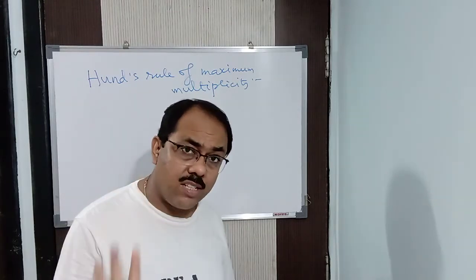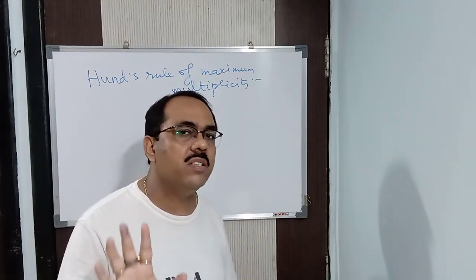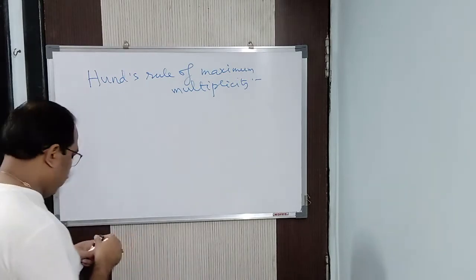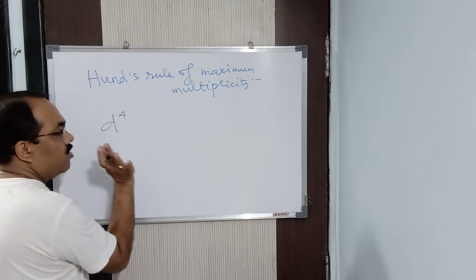If an electron is left, then only the pairing is going to take place. That is what Hund's rule of maximum multiplicity said. Let me make it more simplified. Let us say we are having d4 electrons. The number of electrons in the d subshell is 4.